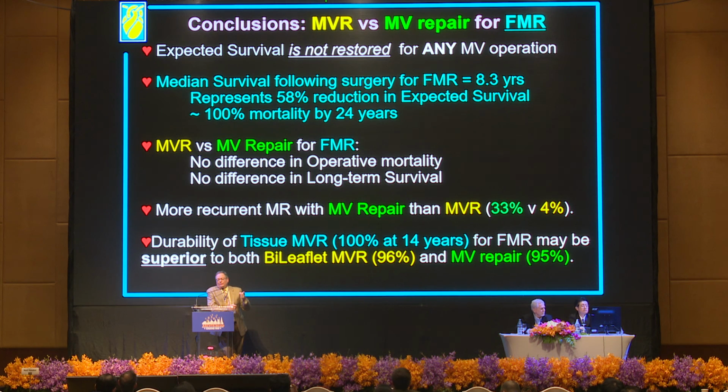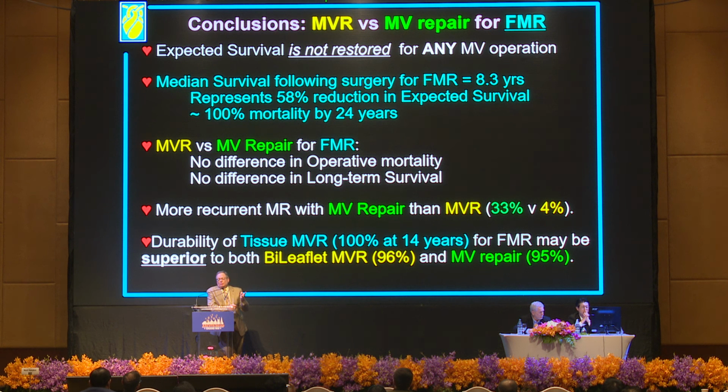Expected survival is not restored for any mitral valve operation. We don't restore their survival to the age and gender matched expected survival. The median survival following FMR is only 8.3 years, and that represents almost a 60% reduction in expected survival over time. And 100% of the patients are dead by 24 years. So you don't need a 60-year operation.